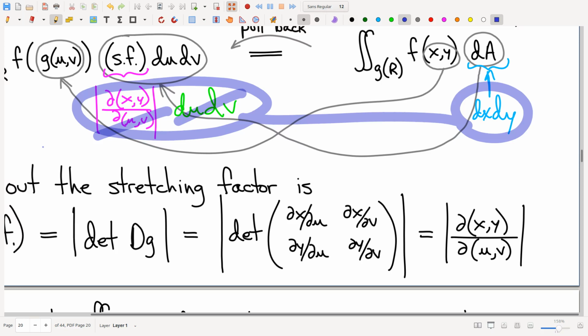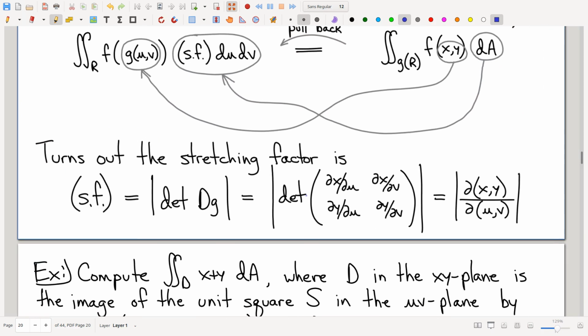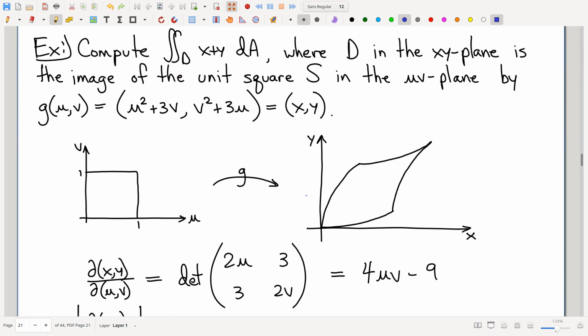All right, how we doing? Everybody with me? Okay. So again, to the question of why the stretching factor is what I'm claiming it is, we will talk about that later. For the moment, I want to get a win under our belts. So we're going to look at an actual example.